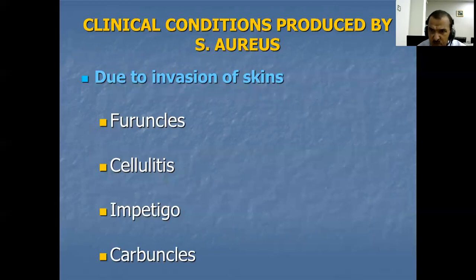Clinical conditions produced by Staphylococcus aureus. Staphylococcus aureus produces two types of lesions. Superficial type, which is called pyogenic lesion, inflammatory lesion. Staphylococcus aureus is actually associated with the superficial type of infections. Infection, invasion of the skin.